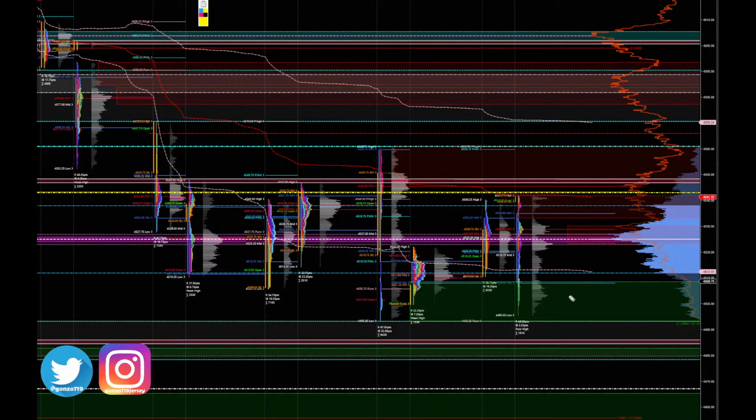Okay, now we got a balanced profile. No surprise there. What's our most traded price of the week? We got 45.25. Okay, that's the middle of our balance. We have a beautiful balanced profile. Okay, we're in a range here. Here's our lows. Here's our highs.